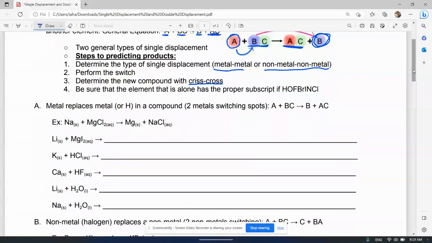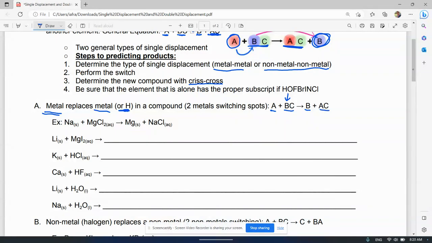So let's do an example over here. The first type of single displacement reaction is when a metal replaces a metal from a compound, or H. We consider, even though H is a non-metal, when H reacts in single displacement, it's almost acting like a metal. So just understand that for now. We'll see why later on, but just get that idea. So two metals are switching spots. A is a metal plus BC. In an ionic compound, the metal is always the first one, so B. So A would kick B out, B's alone, and A is now with C.